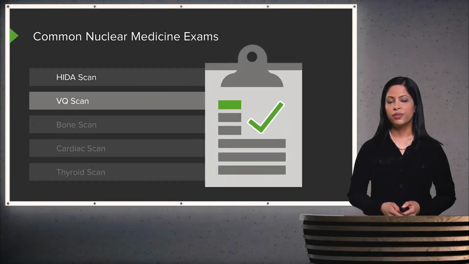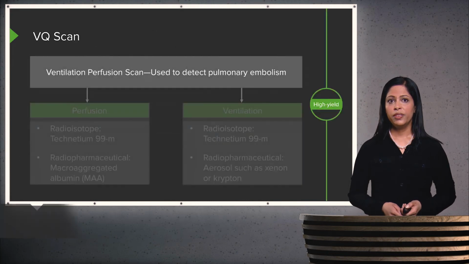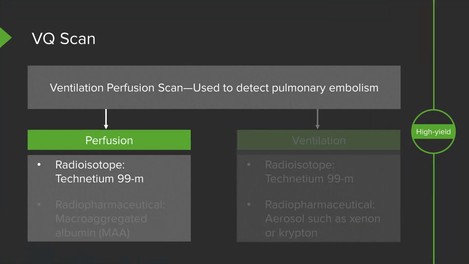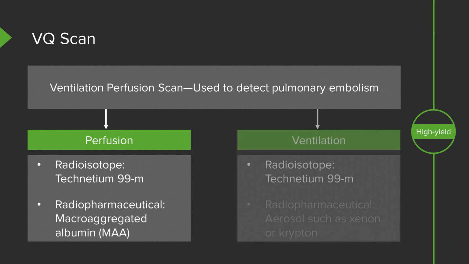So now let's discuss VQ scans. A VQ scan is a ventilation perfusion scan, and it's used to detect pulmonary embolism. There are two different parts to a VQ scan. There's a perfusion part, and then there's a ventilation part. So for the perfusion part, the radioisotope that's used is technetium-99m, and the radiopharmaceutical, which helps take the radioisotope into the blood vessels, is macroaggregated albumin, or MAA.